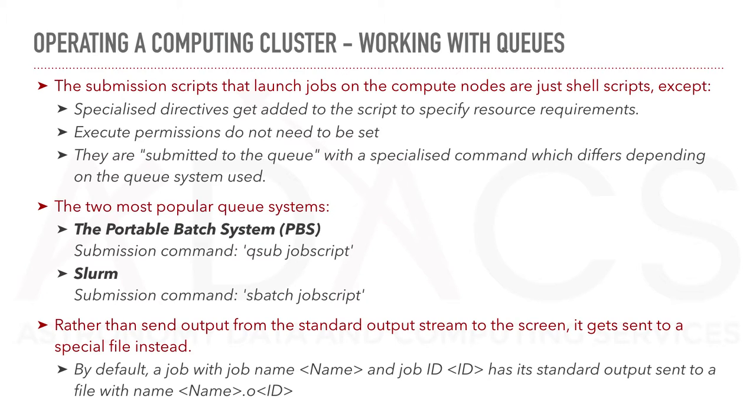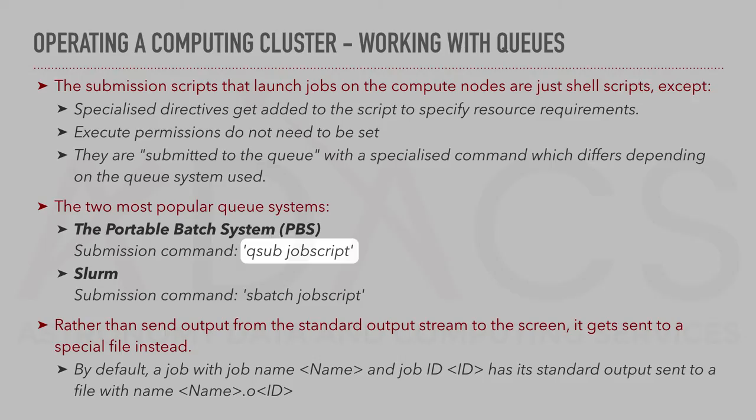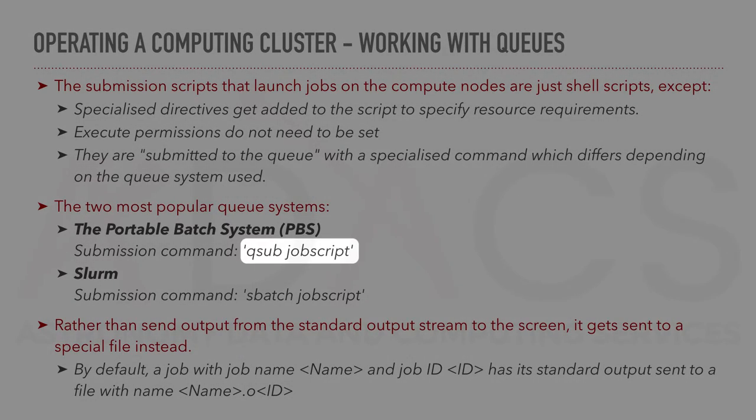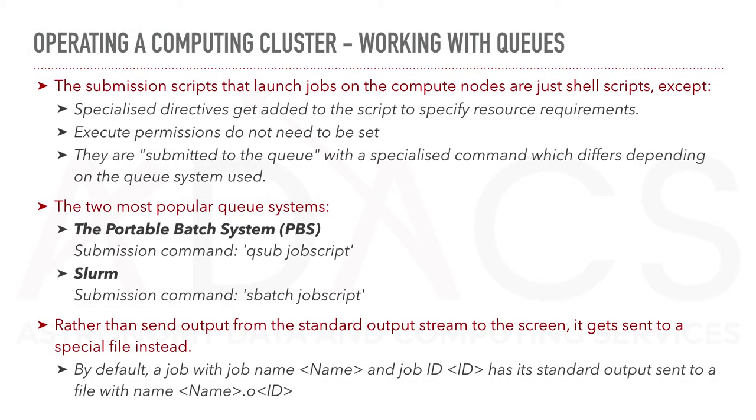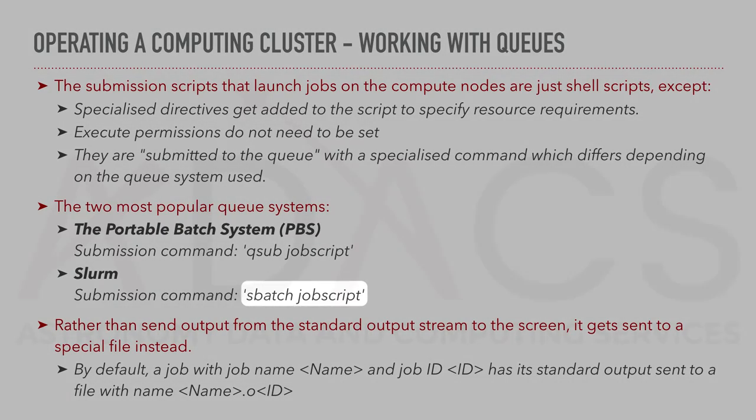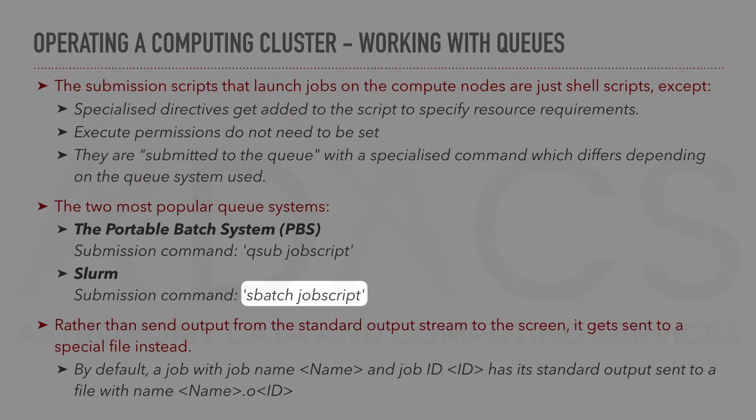There are two popular queue management systems, the Portable Batch System, or PBS, and Slurm. In the case of PBS, the submission command is qsub, followed by the name of the submission script. In the case of Slurm, the submission command is sbatch, followed by the name of the submission script.